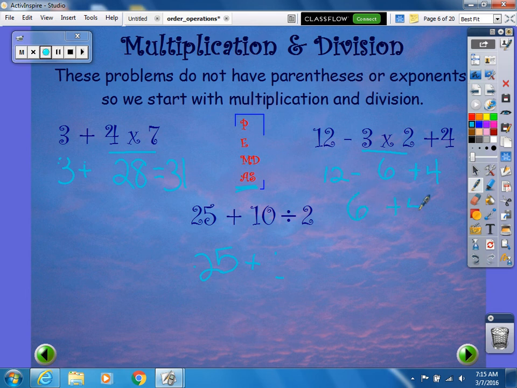Then we're going to rewrite. So now we have 6 plus 4. What is 6 plus 4? It's 10. Awesome. So your answer would be 10. Remember to always copy down each step. Don't try and do all the steps at once. As you get more proficient at it, you'll be able to do that.